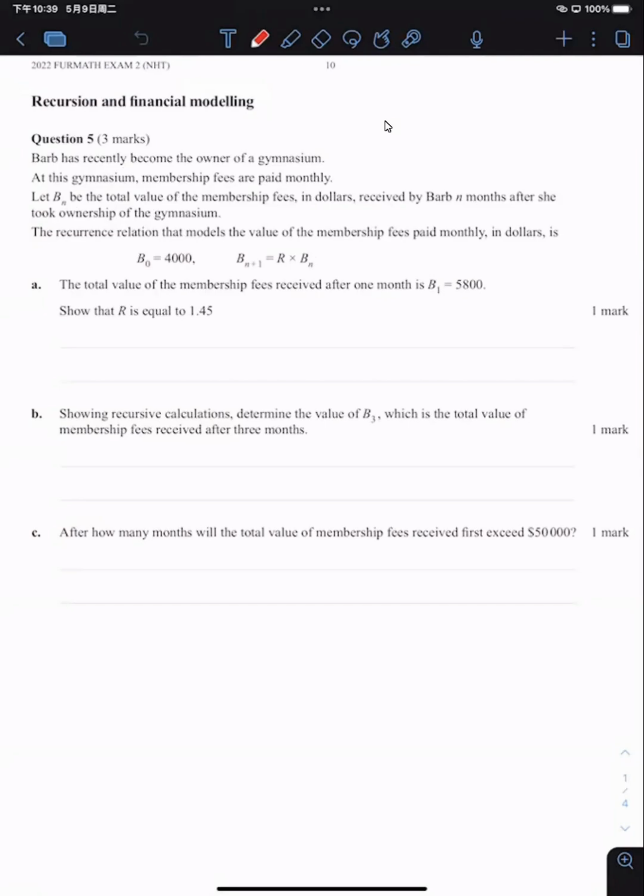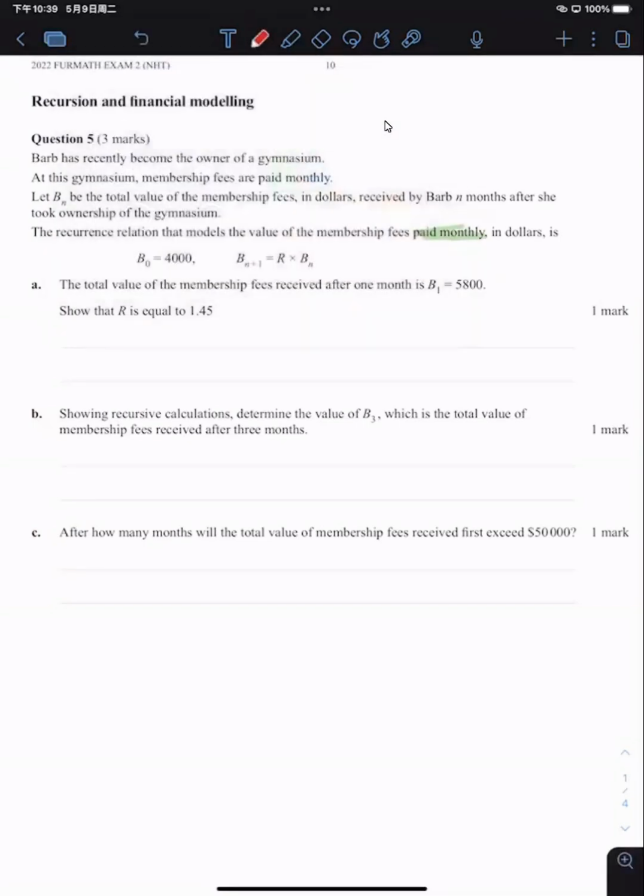Barb has recently become the owner of a gymnasium. At this gymnasium, membership fees are paid monthly. Let Bn be the total value of the membership fee in dollars, received by Barb n months after she took ownership of the gymnasium. The recurrence relation models the value of the membership fee paid monthly. When we do it, you better highlight these kinds of important words.